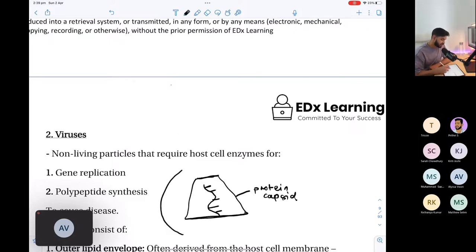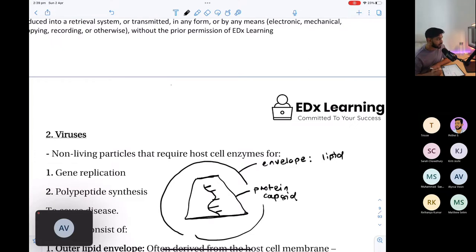And surrounding that, usually, though some viruses don't have this, is an envelope, right? A coating of fat. And the scientific name for fat is lipid, surrounding this protein capsid. Okay, that's what a virus looks like. So all of you should be saying a virus consists of genetic material enclosed in a protein capsid that can be either enveloped or non-enveloped. If you say that in the HSC, full marks, tick, tick, tick.